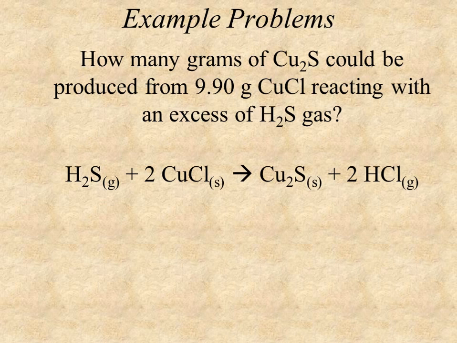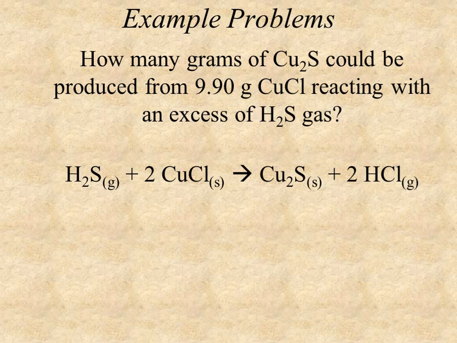And before we get started, a good practice is to take what you know from the problem and what you're being asked to find and write those things above the balanced equation. That way you have your most important information all in one spot. So you would write the 9.90 grams above the CuCl, and you put a question mark above the Cu2S so that you know exactly where you're starting and where you're trying to get to formula-wise.